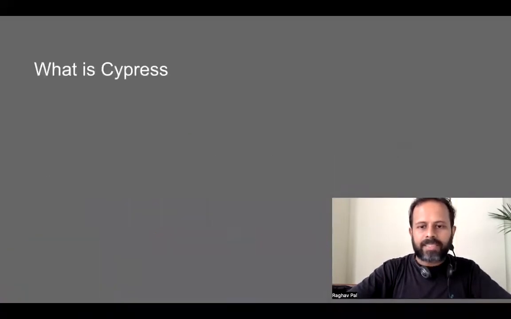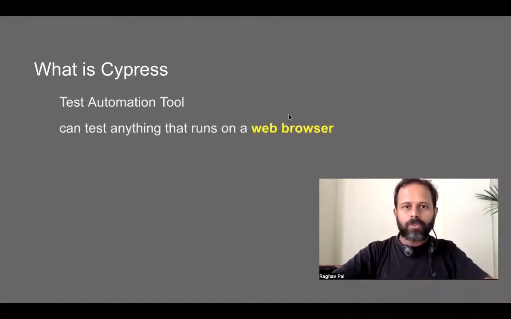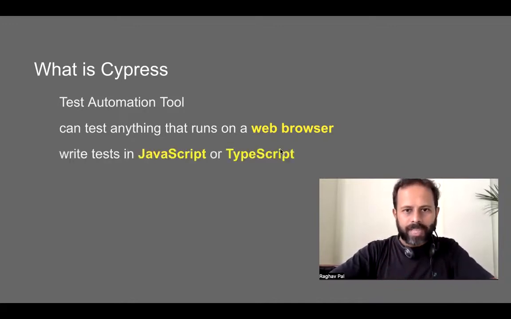Okay, so with that, let's get started and let us see what is Cypress. Cypress is a test automation tool, and you can test anything with Cypress that runs on a browser. Basically, it is a JavaScript testing framework. However, it does not matter whether your web application is built on JavaScript or any other technology. Anything that runs on a web browser can be tested with Cypress.